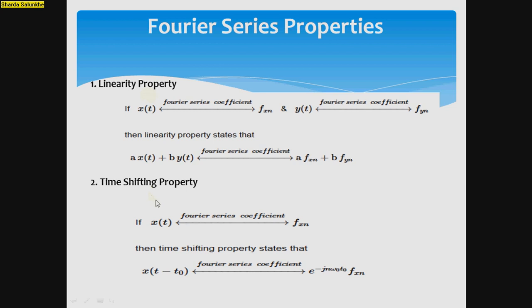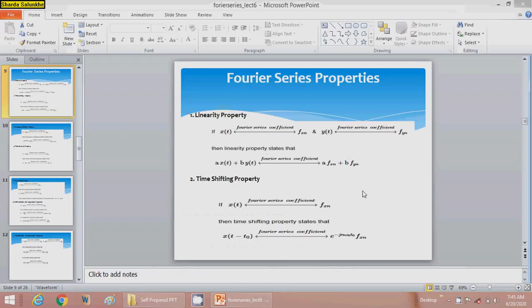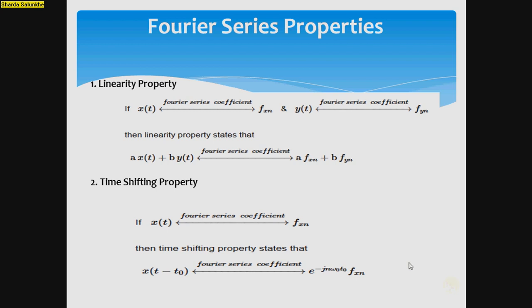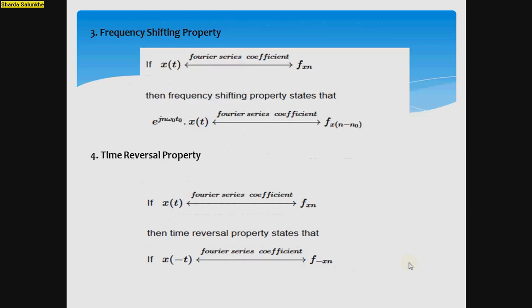Next one is the time shifting property. If x(t) has Fourier series coefficient X(n), then the time shifting property states that x(t minus t0), that is, shifted by t0, has the coefficient e raised to minus j n omega_0 t0 times X(n).